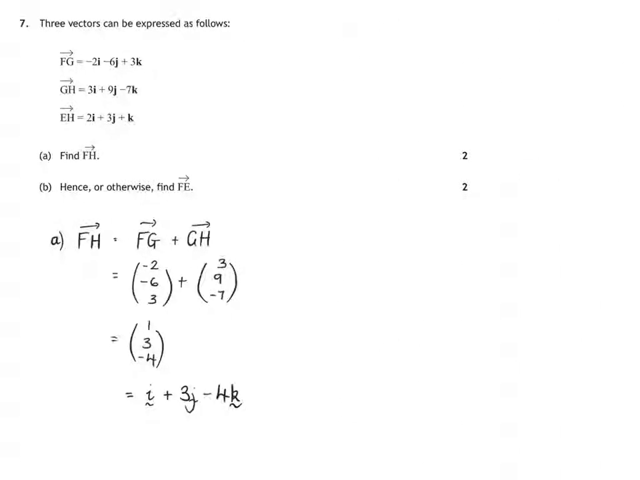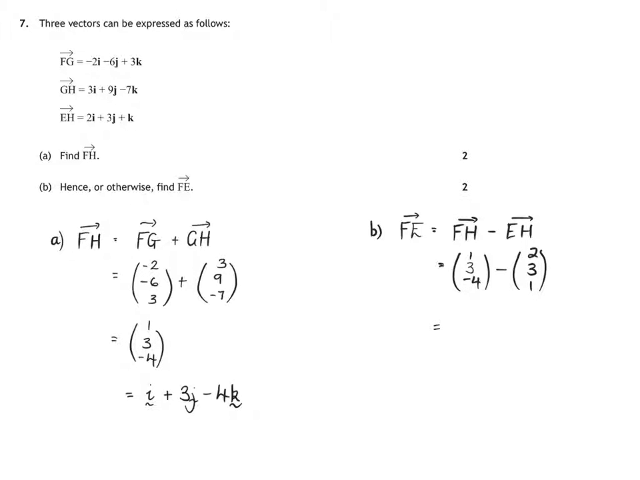Right, so for part B, hence or otherwise, find FE. So to go from F to E, we're going to have to go from F to H, and then subtract EH. Because when we subtract, it's the same as adding the opposite when it comes to vectors. Okay, so again, write these as column vectors generally to make them a little bit easier. Take away EH, which is 2, 3, 1.